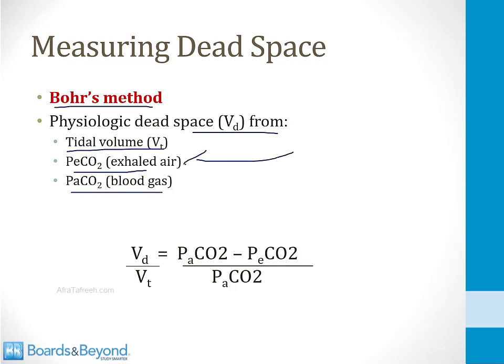So if we know these three parameters, then we can use this equation to determine the dead space volume. And this equation says the ratio of dead space volume to tidal volume is equal to the arterial CO2 concentration minus the exhaled CO2 concentration divided by the arterial CO2 concentration.